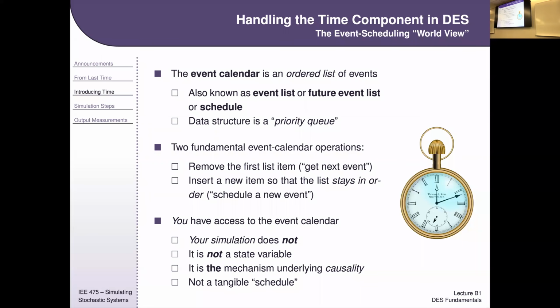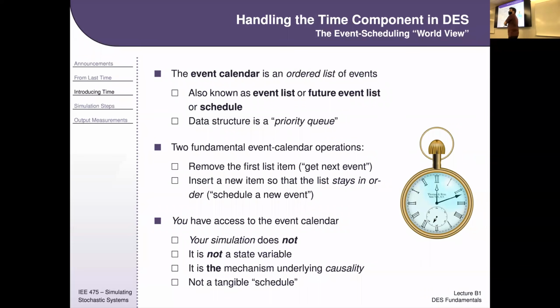You have access to the event calendar as a programmer, but your simulation does not. You cannot build simulation logic that looks at the event calendar. You as a debugger can look at the event calendar to see what's coming up, to see if there might be something wrong in your logic, but the logic you write cannot reference the event calendar. You cannot look ahead and say, how many events are in the future? Based on that, I'm going to change how my system works. Because the event calendar is not a real thing. This is an abstract thing just to keep simulated time moving. It is not something that actually exists at a real airport, at a real grocery store, etc. So hopefully that'll become more clear as I step through this.